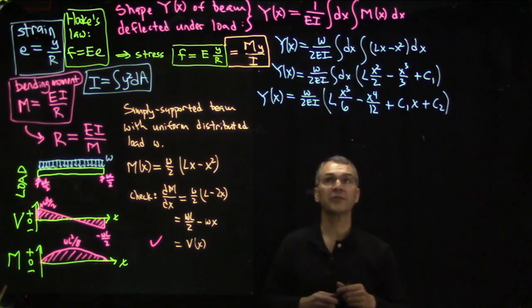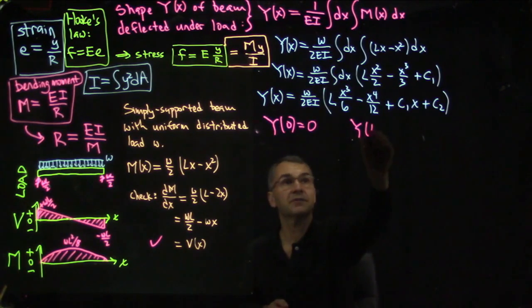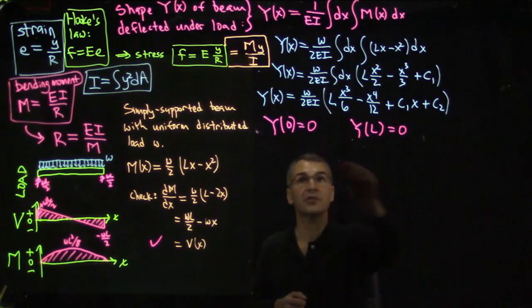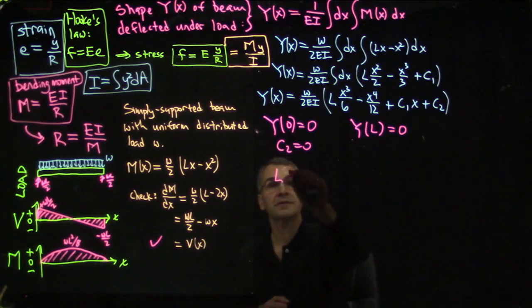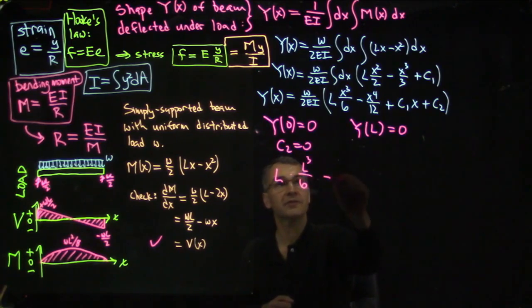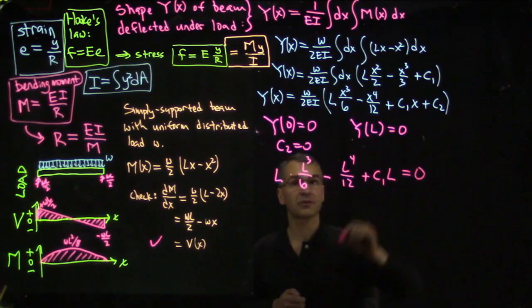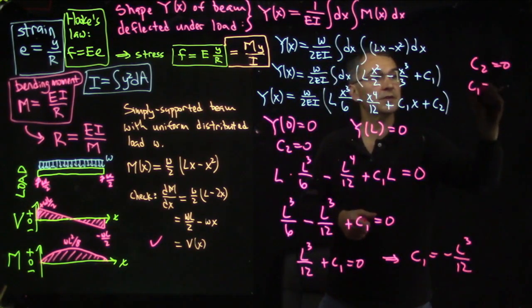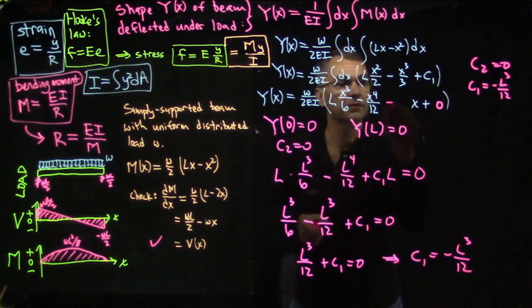Then we need to determine the constants. To determine the constants, y of 0 equals 0 and y of L equals 0. So the first one is easy. It just tells us that C2 equals 0. The second one is a little bit harder. So this says L cubed over 6 minus L to the 4th over 12 plus C1L equals 0. So we have C2 equals 0, and C1 equals minus L cubed over 12.